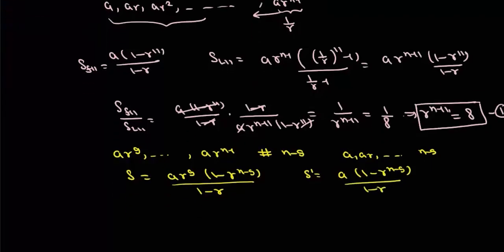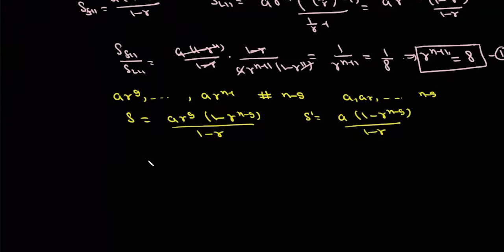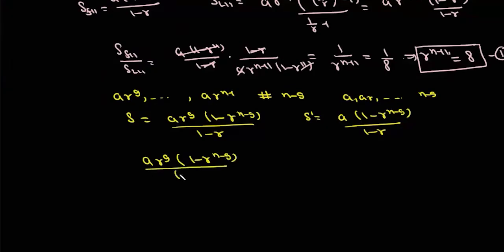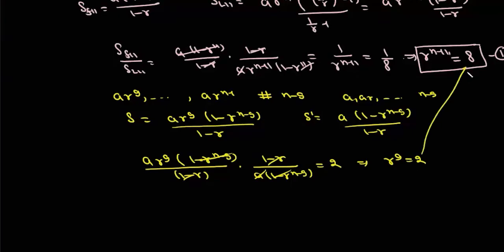Now if we divide them, we can write A r to the power 9 into 1 minus r to the power n minus 9 upon 1 minus r into 1 minus r upon A into 1 minus r to the power n minus 9, and this is equal to 2. Now all of this they'll cancel, we'll get r to the power 9 as 2. So this 2 is simply r to the power 9. So what we'll do is we'll put it here.